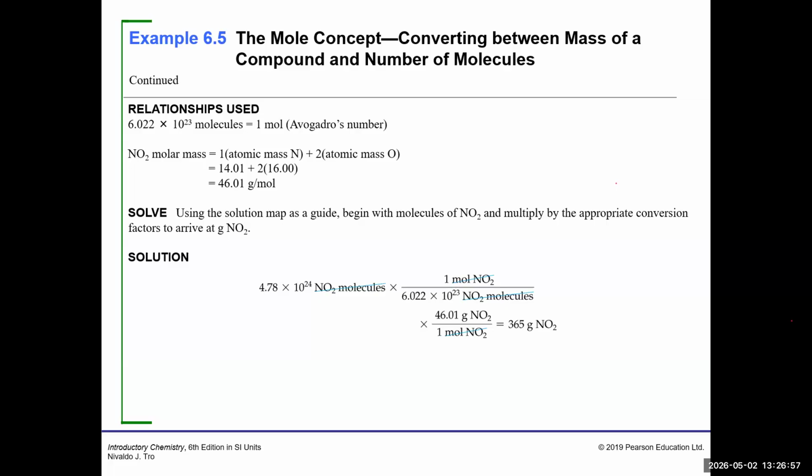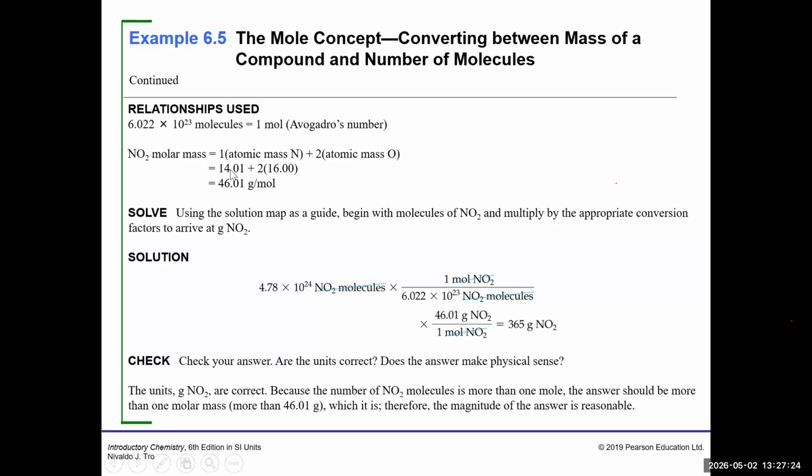All right. So now we have 4.78 times 10 to the power 24 molecules of nitrogen dioxide times 1 mole of nitrogen dioxide per 6.022 times 10 to the power 23 molecules of nitrogen dioxide. From there on, we use the molar mass, which we calculated from the top here.